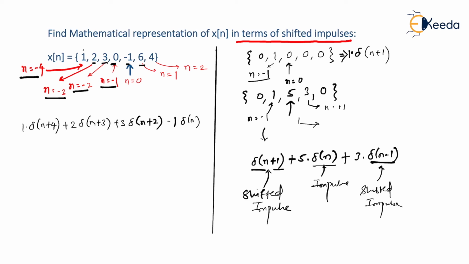Then for 6, I can write +6. See, it depends upon the amplitude. If the amplitude is -1, I'm writing coefficient as -1. If the amplitude is +6, I'll write coefficient as +6. Present at n equal to 1 position, I suppose to write del of n minus 1. And last, having amplitude 4, present at n equal to +2, I suppose to write n minus 2. Is that right? So I'll take one more example and I'll conclude this.